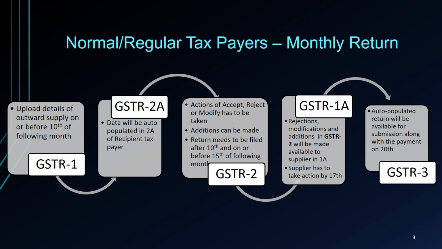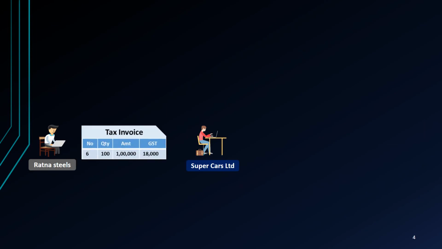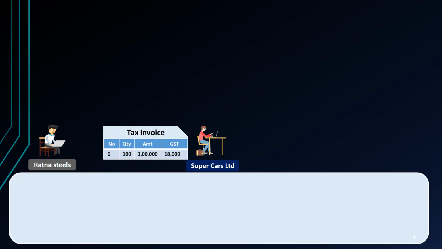So let's quickly look at how this mechanism works with a small example. Let's take a case of Supercars Limited. Consider the SSE in our discussion is Supercars Limited. Now Supercars Limited is buying materials from Ratna Steels. Hypothetically, we consider there are 4 invoices which have been purchased by Supercars from Ratna Steels.